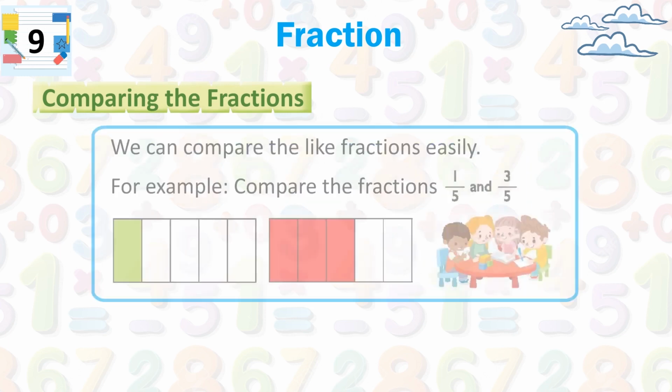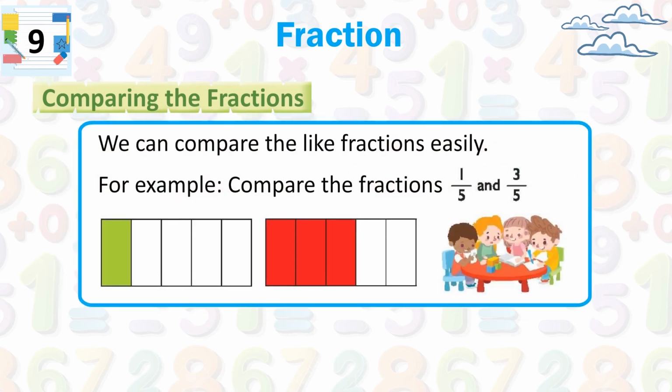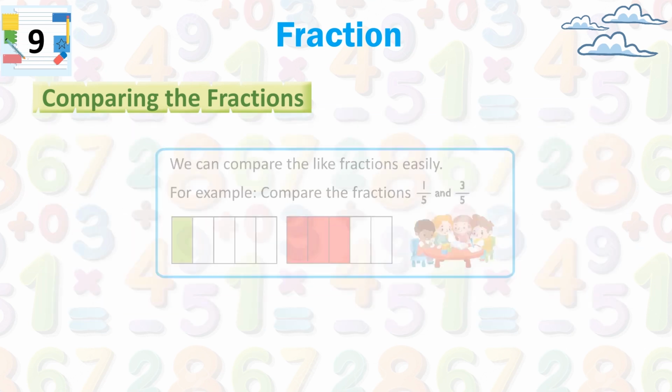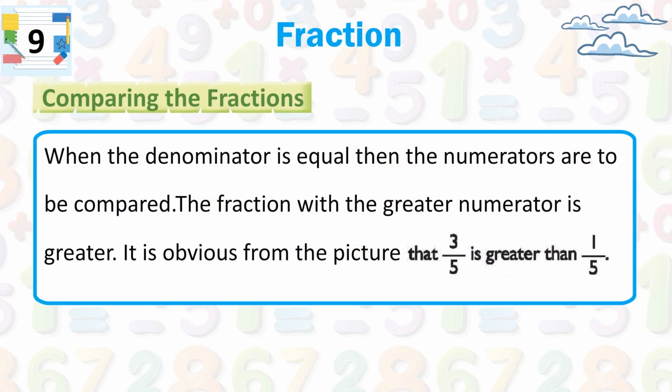Comparing the fractions. We can compare the like fractions easily. For example, compare the fractions 1 upon 5 and 3 upon 5. When the denominator is equal, then the numerators are to be compared. The fraction with the greater numerator is greater. It is obvious from the picture that 3 upon 5 is greater than 1 upon 5.